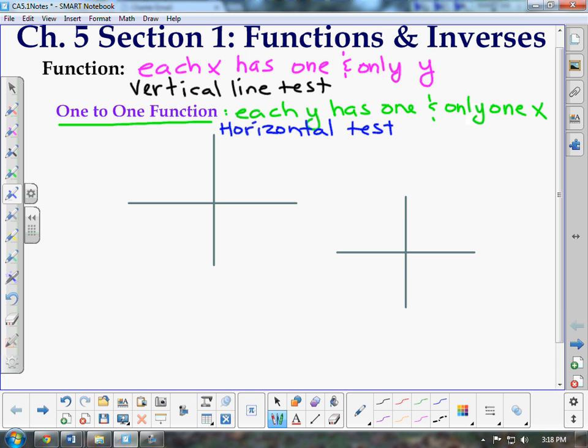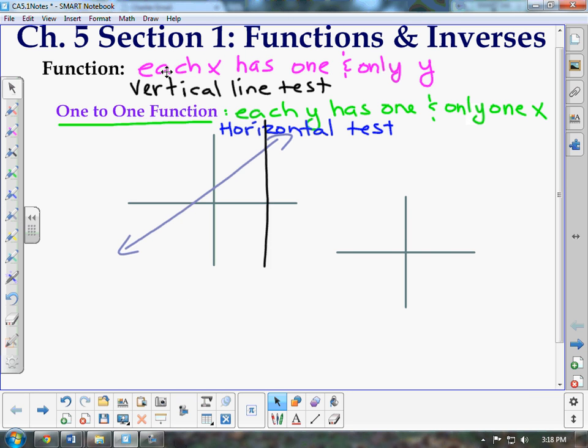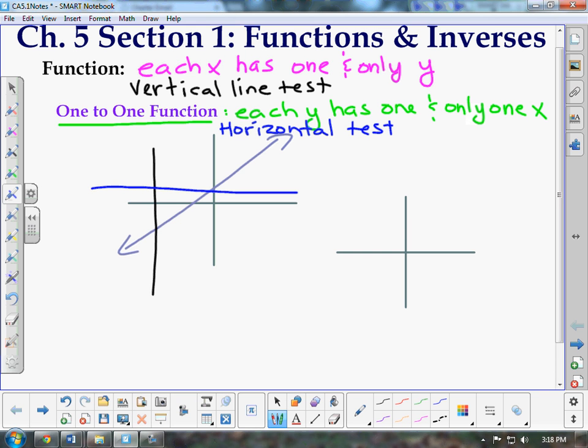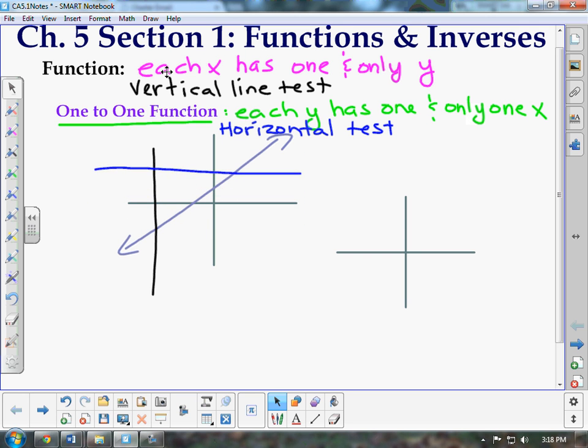So a function that is one-to-one would look like this, perhaps. That's a function because of the vertical line test: no matter where you move this vertical line, it is only going to hit this in one place. And it is a one-to-one function because if you put a horizontal line in and move it up and down, it is still only going to hit it in one place.